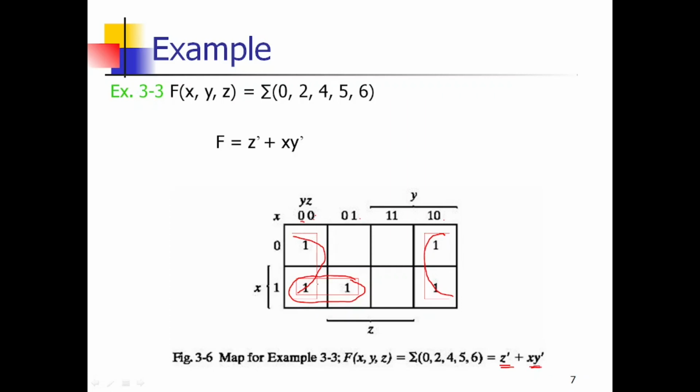So for this quad, the term obtained is z dash, and for this pair the term obtained is x y dash. Okay, the simplified Boolean function for the given problem is f is equal to z dash plus x y dash.